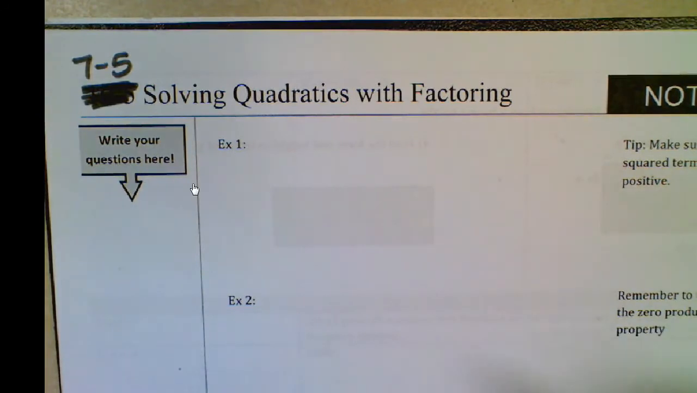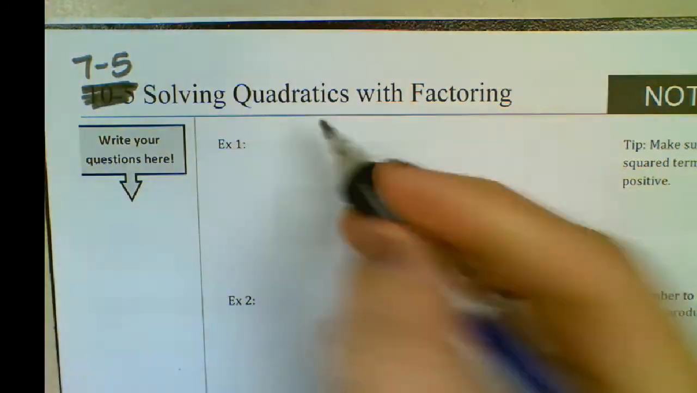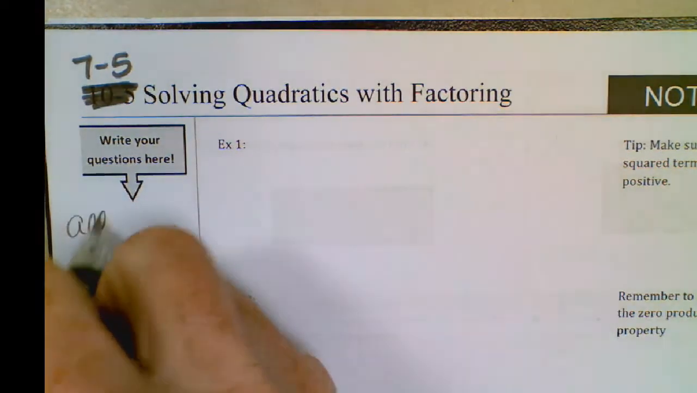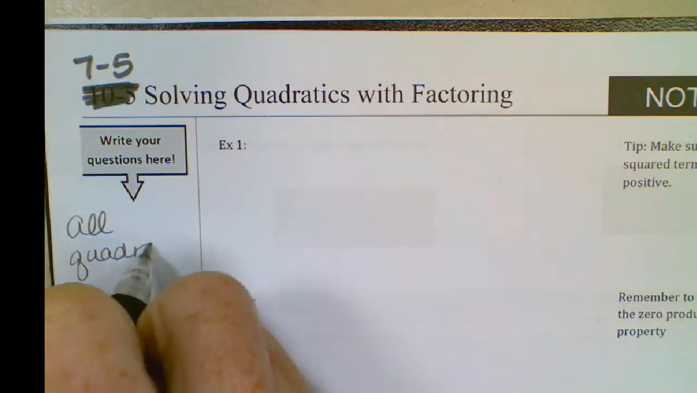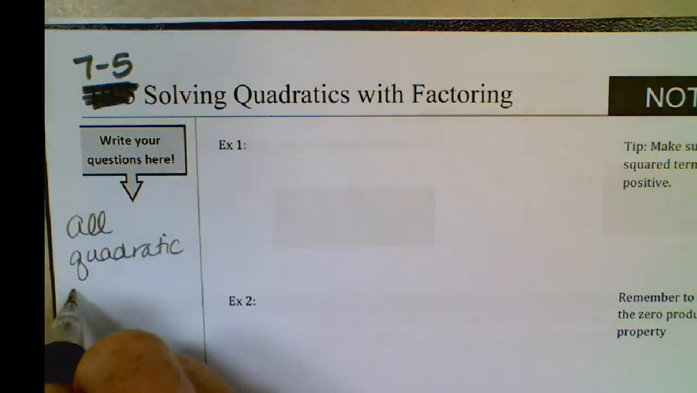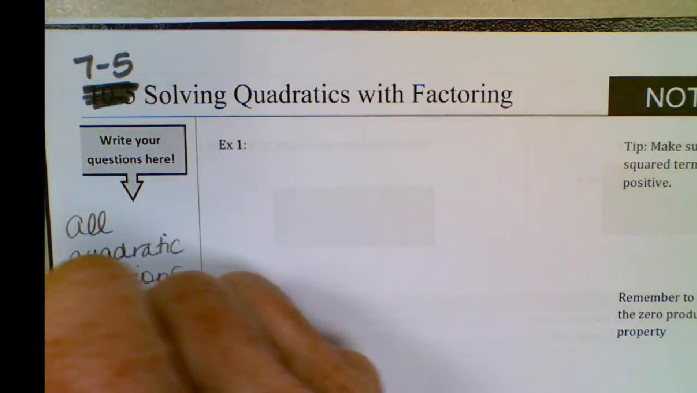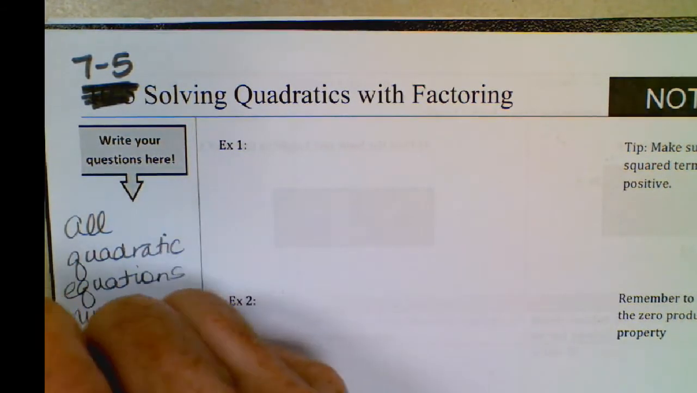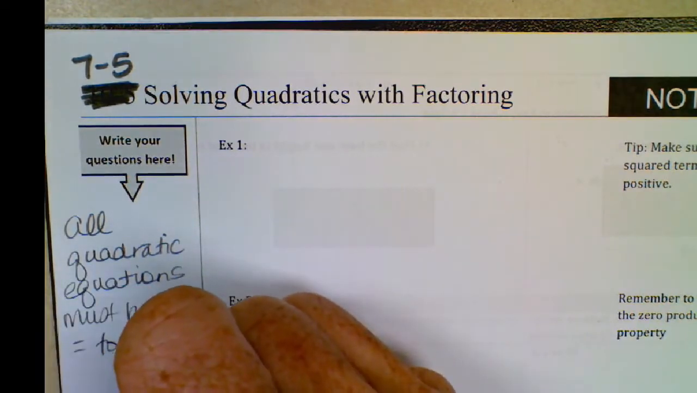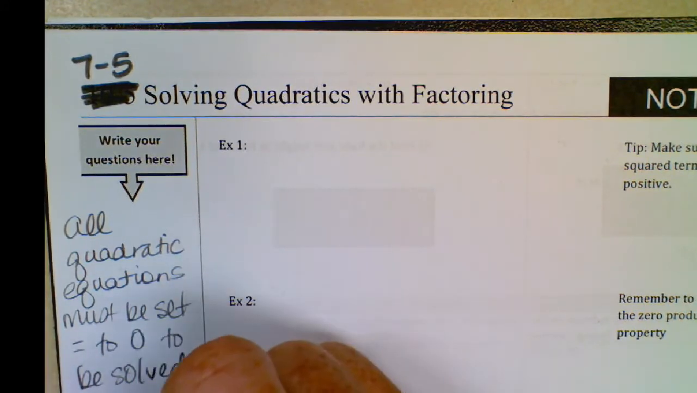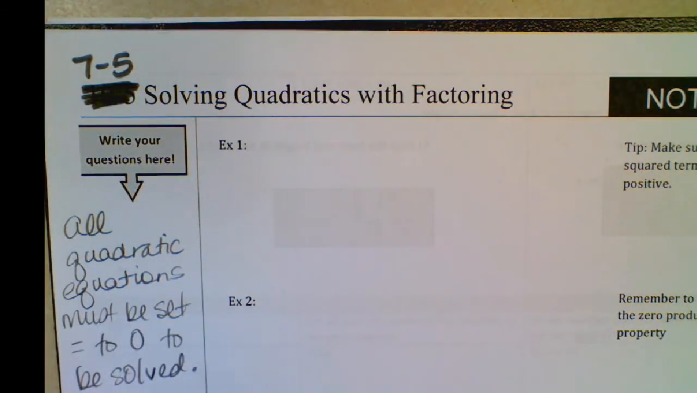Okay, so remember from our quadratics unit that when we solve quadratics, all quadratic equations must be set equal to 0 to be solved. That's really important, and we'll talk a little bit more about why that is in a minute. We've actually already talked about it, but we'll see how many of you remember. Okay, so let's go ahead and try one.